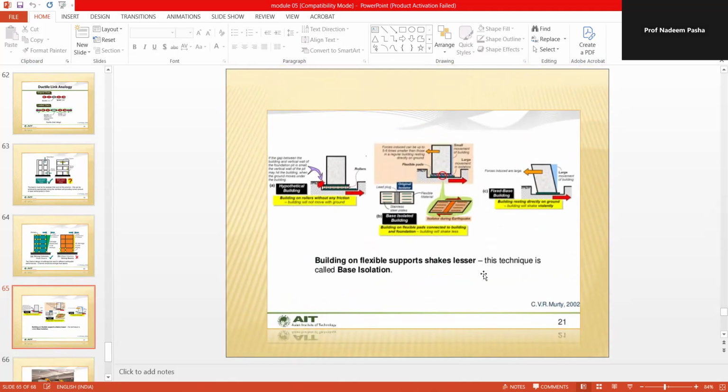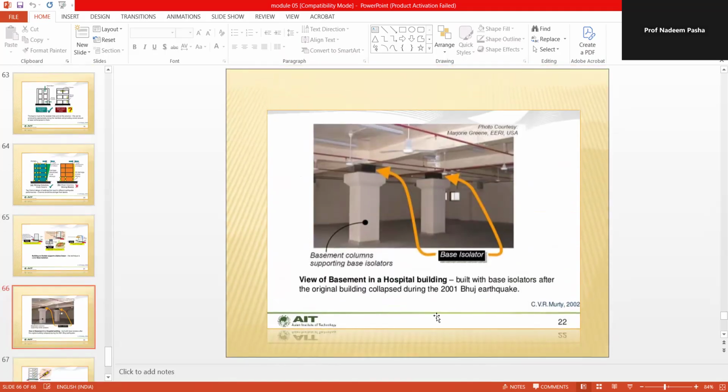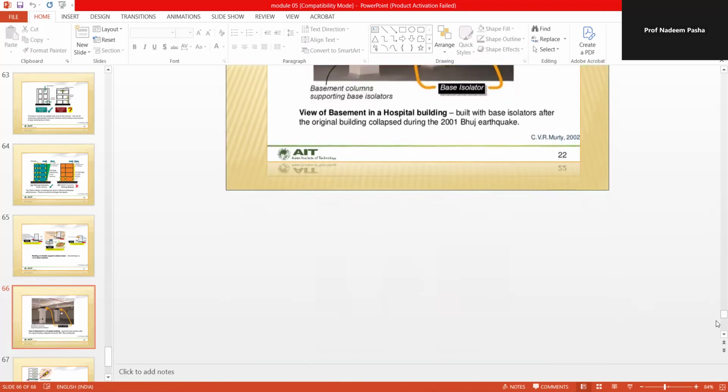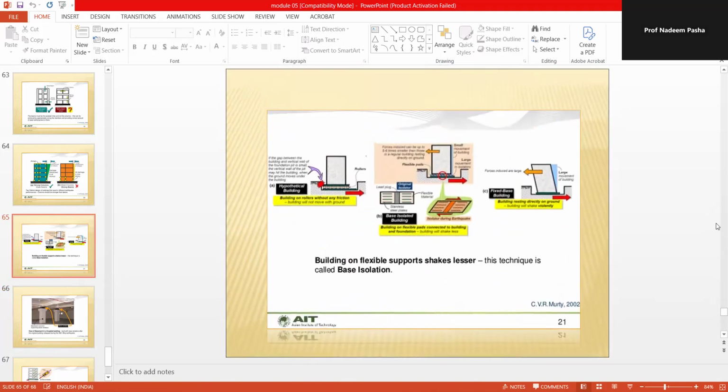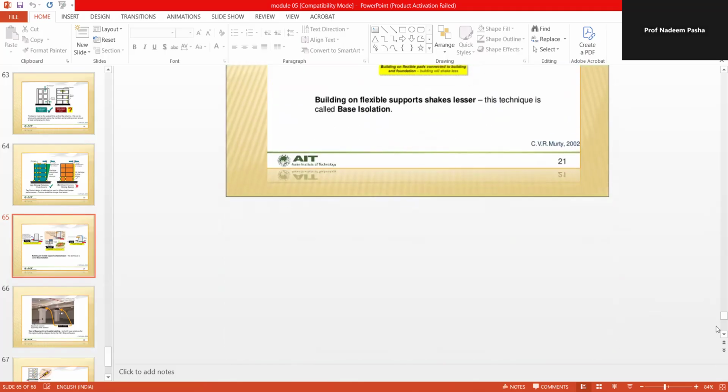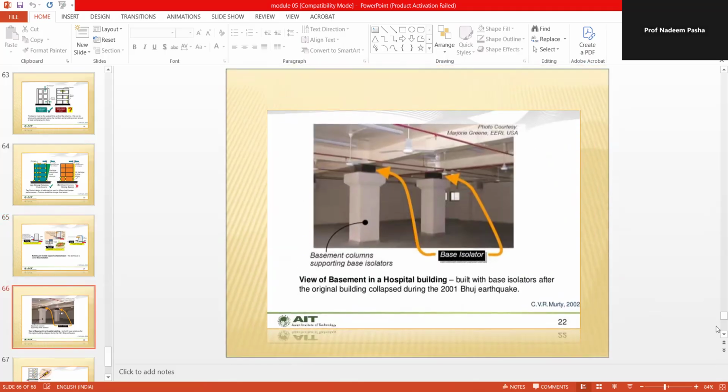Next, buildings on flexible supports. This technique is called base isolation. This we have already seen. View of the basement in a hospital building: base isolators, basement wall supported with base isolators. The building on flexible supports shakes less. This technique is called base isolation. This also we have seen.